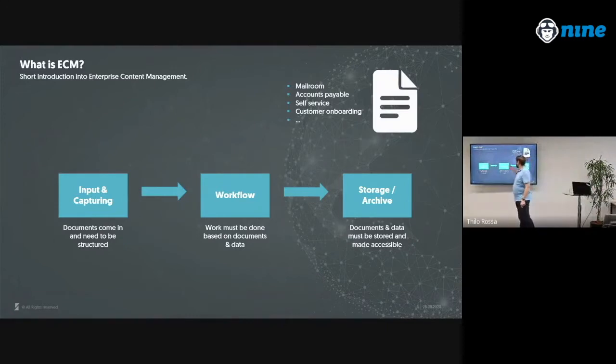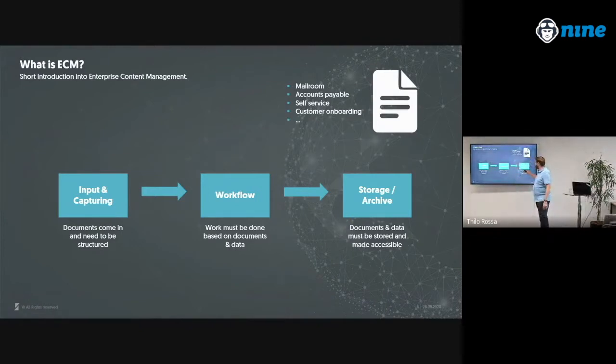So basically, ECM, most of the time it has these three components. It has the input and capturing part, where you receive new documents and you need to classify them. What are the documents? And based on this classification, you need to extract the most important data. Then you have some workflow a lot of the time. You need to work with the classified document and with the data you extracted. You either automatically book it, or you have a human interact with the data, something like that.